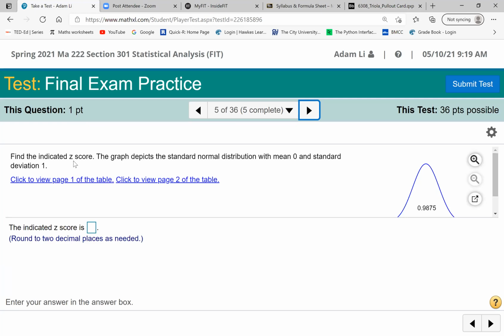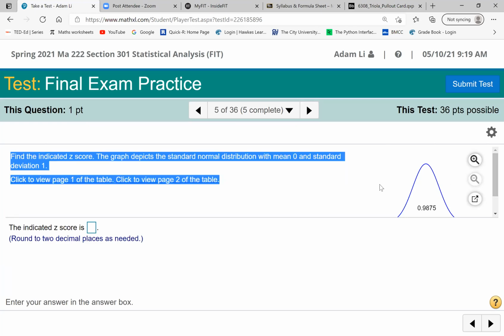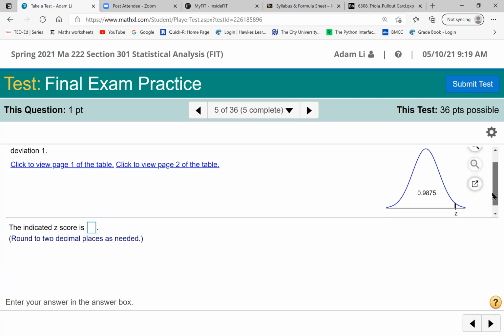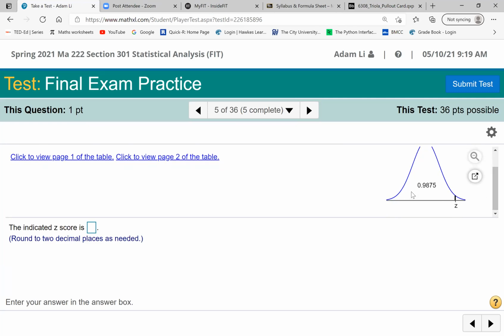Now find the indicated z-score. The graph depicts a standard normal distribution with a mean of 0 and standard deviation of 1. So standard normal curve, and they want a corresponding z-score. They give us the area to the left. So we're still using table A2, but we're going backwards. So let's go to table A2.